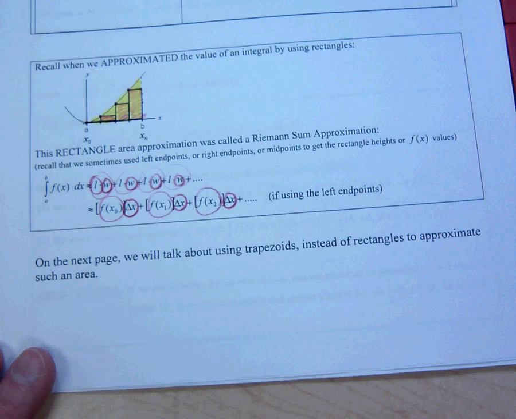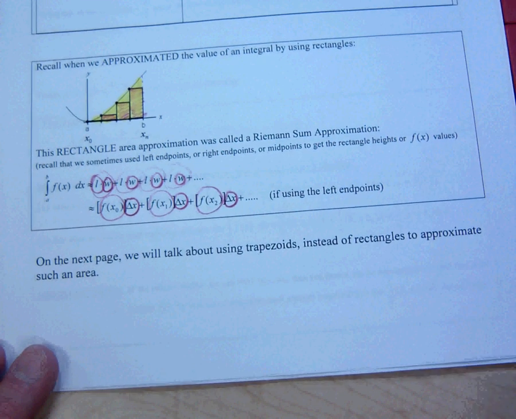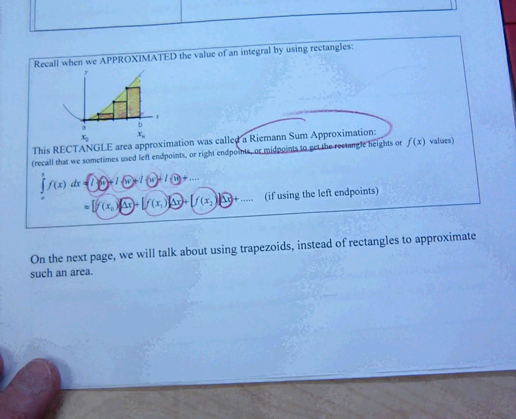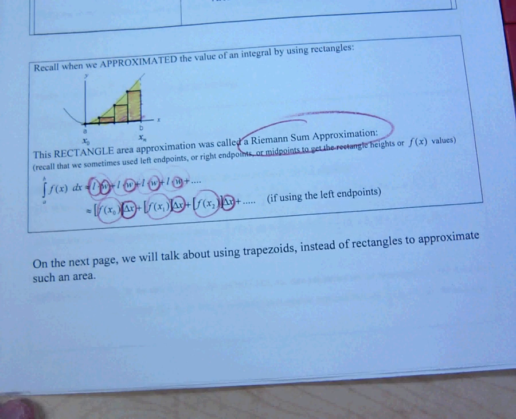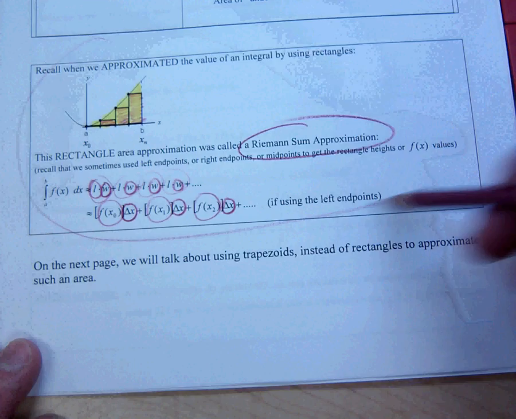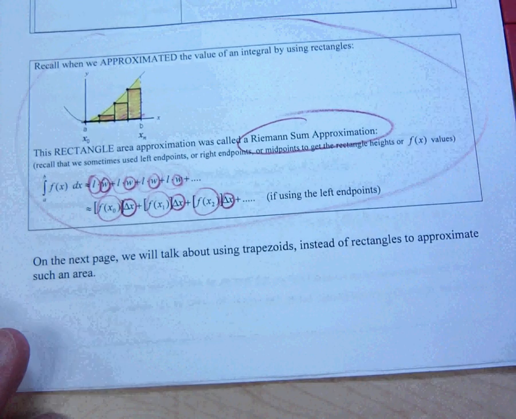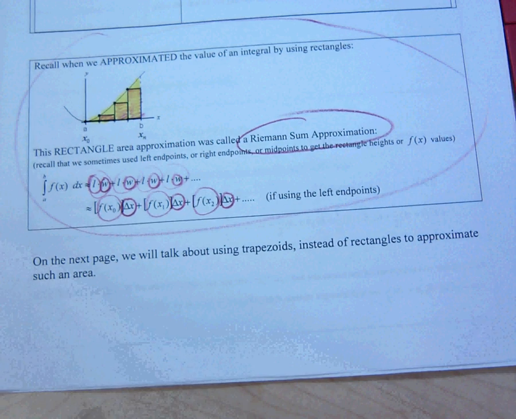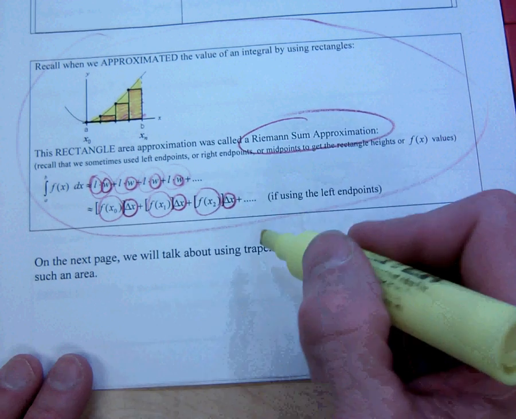Okay, so that's just a quick review of finding Riemann sums, which were simply rectangle approximations for the area under the curve. Do you remember all that? This is all review. This is nothing new. All right, now we're going to move into something new. And the only difference is, instead of using rectangles, I'm going to use what?